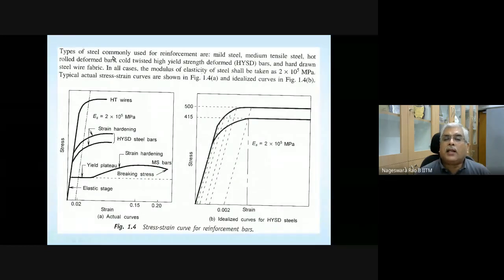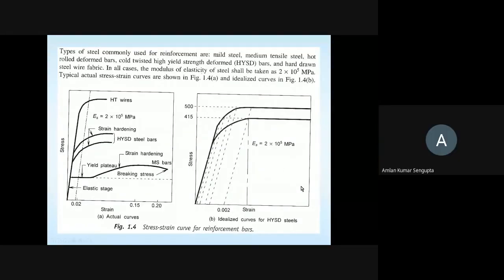Types of steel commonly used for reinforcement are mild steel, high medium tensile steel, hot rolled deformed bars, cold twisted, high yield strength deformed bars. These are some of the types of steels that we'll be using, and hard drawn wire fabric, steel wire fabric. In all cases, the modulus of elasticity of steel shall be taken as, as you already noted yesterday, 200 gigapascals. Typical stress strain curves are shown here, and also idealized curves.